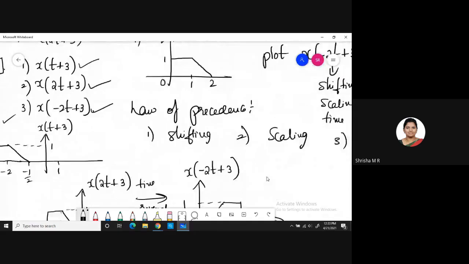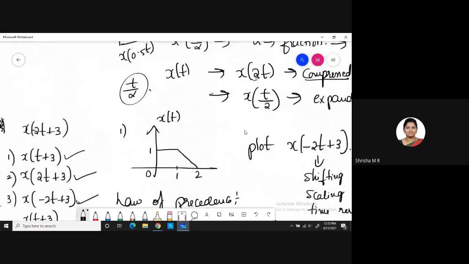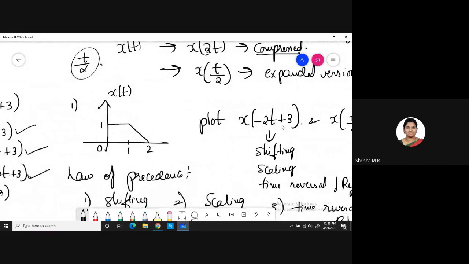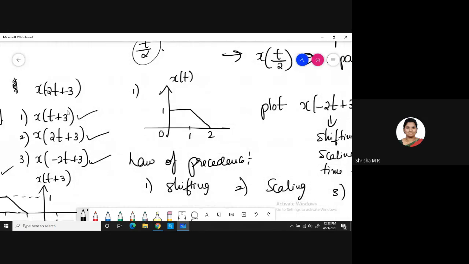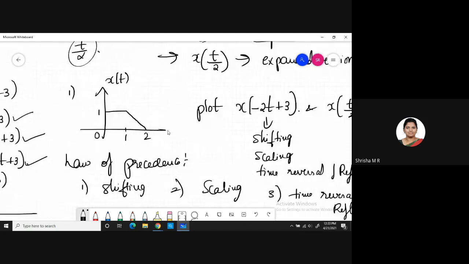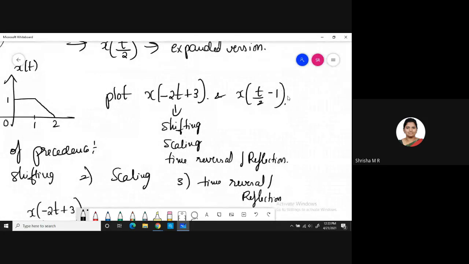They have also told you to plot. See, first they're telling you to plot x of minus 2t plus 3. We have done that, right? First we did shifting, we took x of t plus 3. Next we did scaling, x of 2t plus 3. Then we did time reversal, x of minus 2t plus 3. When you come across problems like this, first precedence is given to shifting, then scaling, then time reversal or reflection. Clear? So they have also asked you x of t by 2 minus 1.